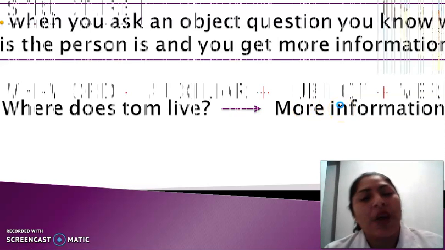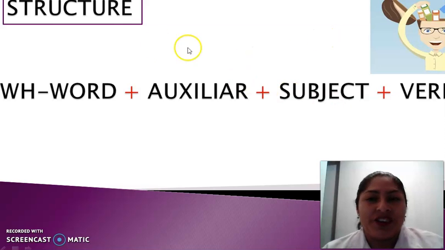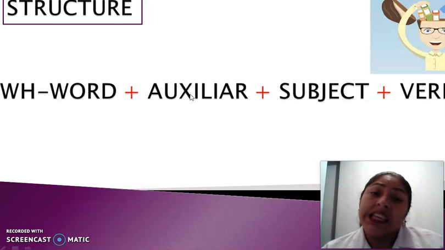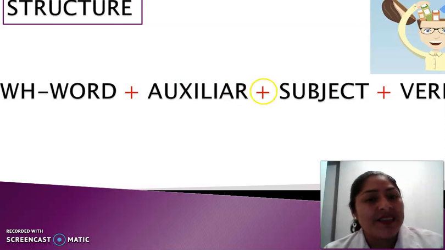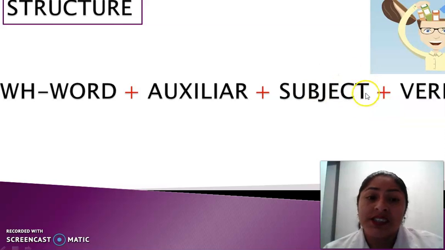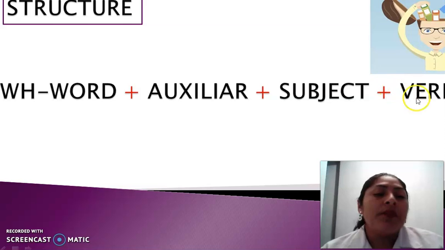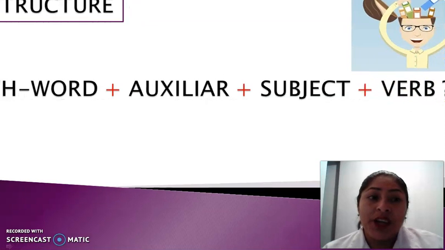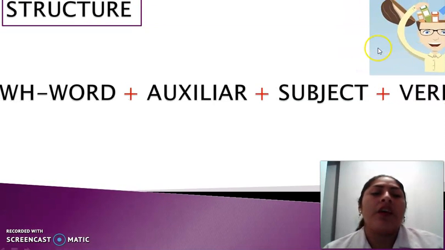Okay? Now we are going to compare with other things. So here we continue with the structure. The structure of this WH question is: WH word, maybe what, who, where, plus auxiliary, for example, did, do, or does, plus the subject. Okay, maybe he, maybe she, maybe I, plus the verb. Okay, plus the verb. All right.